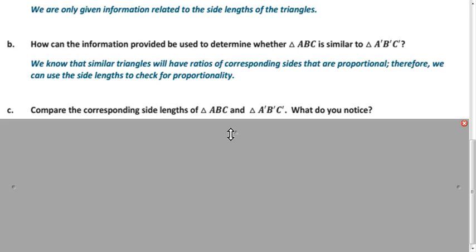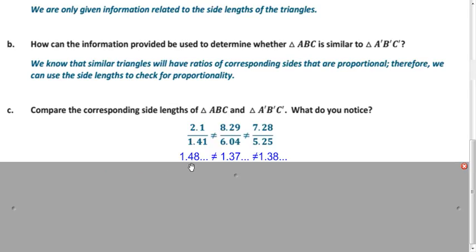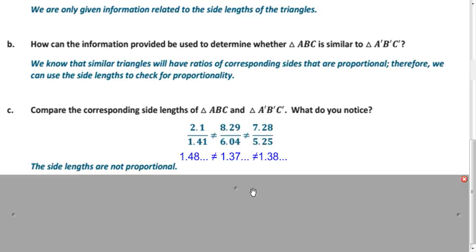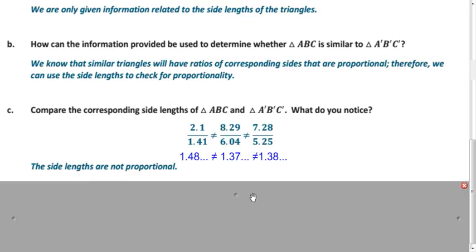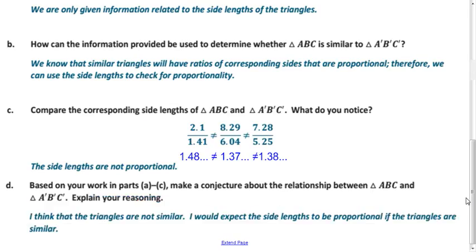We'd have to get the same ratio 3 times, but it turns out these 3 are not equal. If you use decimal approximations, these are the decimal numbers that you get. And so the side lengths are not proportional. All 3 of them would have to be equal. So what can you say about the triangles? They're not similar. The side lengths would have to be proportional.